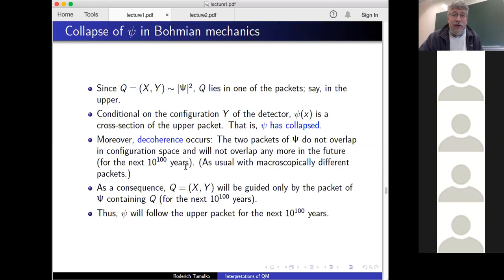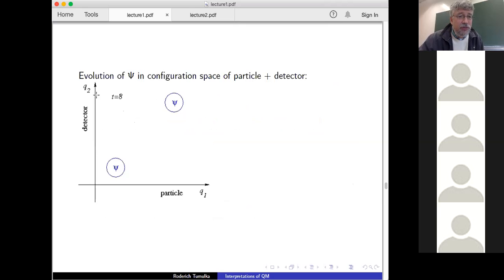For our purposes here, decoherence means the following. The two packets of psi do not overlap in configuration space, and they will not overlap anymore in the future, at least for the next 10 to the 100 years. And this always happens with macroscopically different packets. Let me explain. So here are two regions in the detector configuration space. These two regions are macroscopically different because a macroscopic number of electrons has moved to a different location, or the needle of this apparatus has moved to a different place.